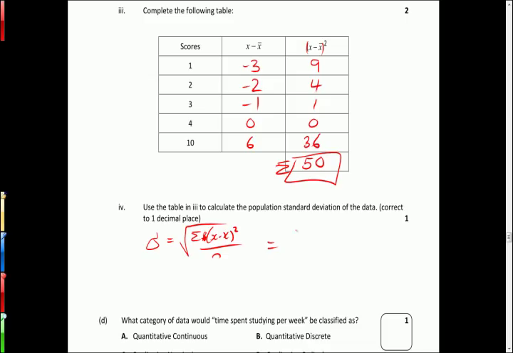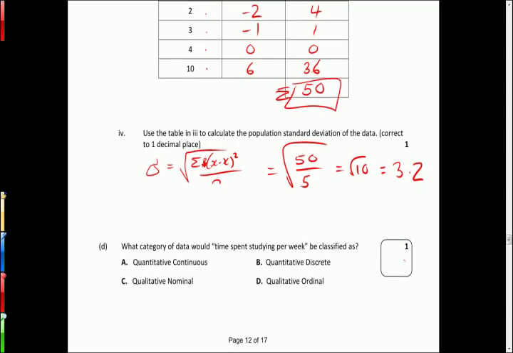So the number on the top is just a 50. The n means the number of scores, and there was only 1, 2, 3, 4, 5. And it says to square root it. So it's 50 on 5 is 10, so it's the square root of 10. Once it's corrected to one decimal place, what's root 10? Standard deviation is 3.16, which to one decimal place is 3.2.